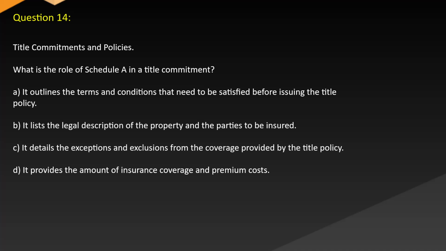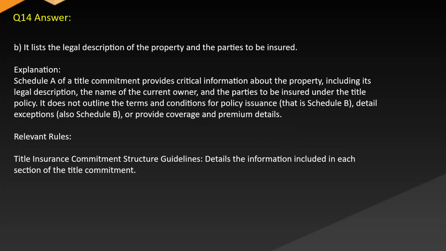What is the role of Schedule A in a title commitment? A. Outlines the terms and conditions that need to be satisfied before issuing the title policy. B. It lists the legal description of the property and the parties to be insured. C. It details the exceptions and exclusions from the coverage provided by the title policy. D. It provides the amount of insurance coverage and premium costs. Answer: B. It lists the legal description of the property and the parties to be insured.